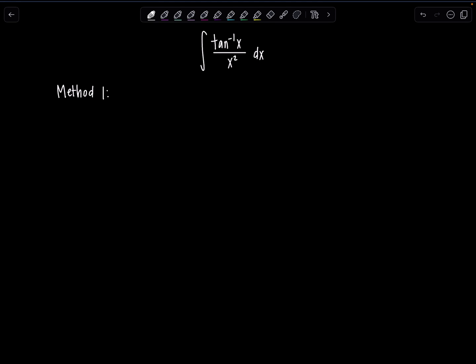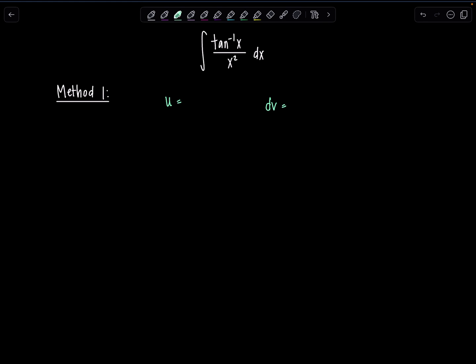So method one begins by using integration by parts. Integration by parts is great to use anytime you have an inverse trig function in your integrand because we don't know their antiderivatives off the top of our head. We usually use integration by parts to derive them. So if you see one, that's a good signal, if just direct u sub won't work, you know what I mean?